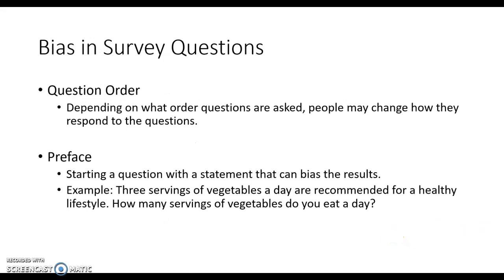One thing when we're collecting data from a sample of people that we have to be careful about is bias in survey questions. Okay, so a survey is one way to collect data about a sample. When we talk about bias in survey questions, we're talking about, for the most part, how are they worded? Okay? So one way they could be biased is in the question order. So depending on what order you ask people the questions, that may change how they respond to the questions.